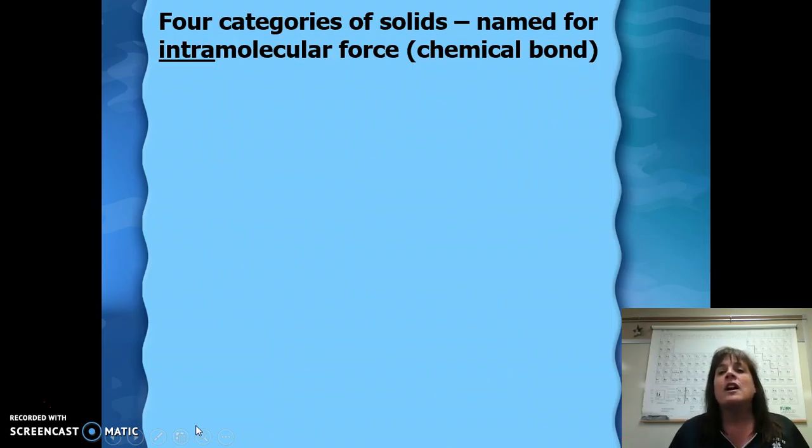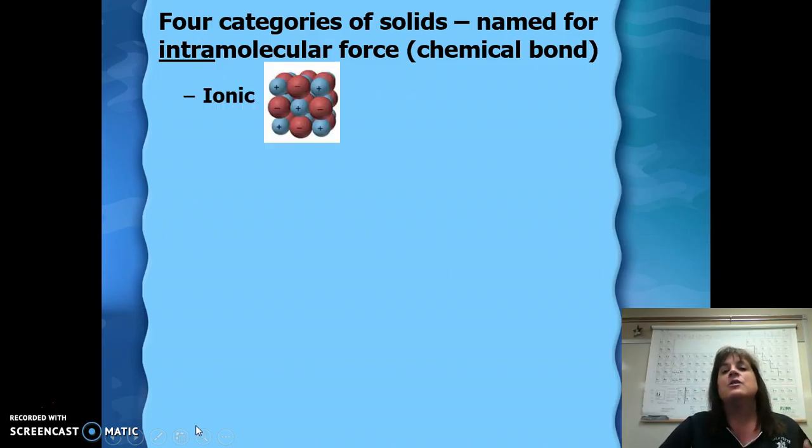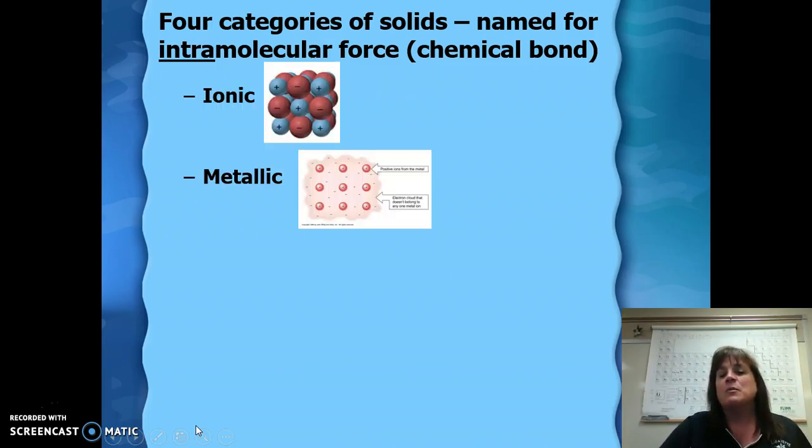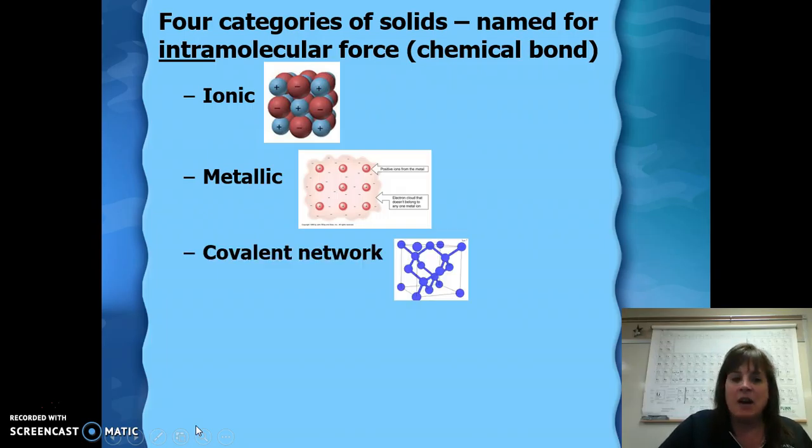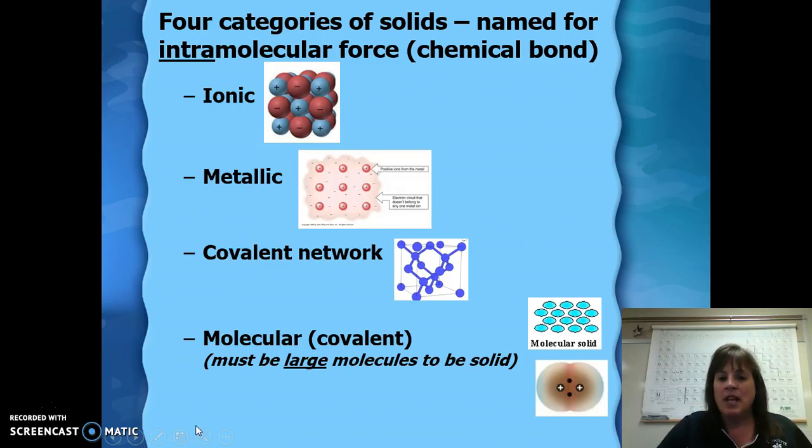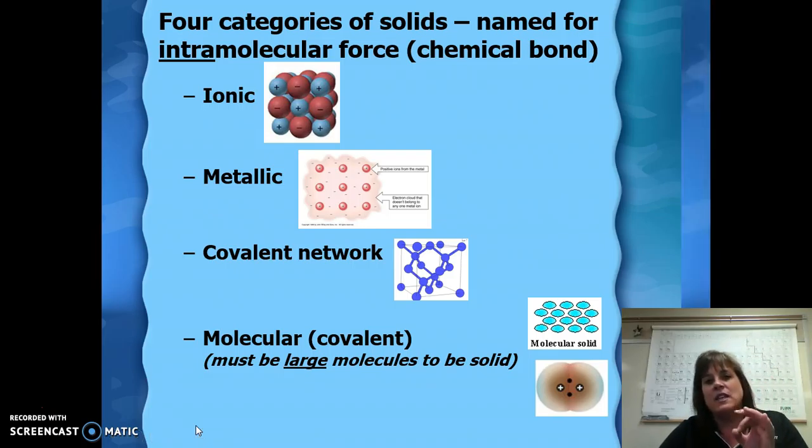Now, there are 4 categories of solids that are named for their intramolecular force, for their chemical bonds, and you need to know what they are and how to identify them. So we're going to go through what they are, and then we'll go through more specifics. So there's ionic, there's metallic, there's covalent network, and there is molecular covalent. And in order for them to be solids, they have to be pretty large. So let's go into detail about each of these.